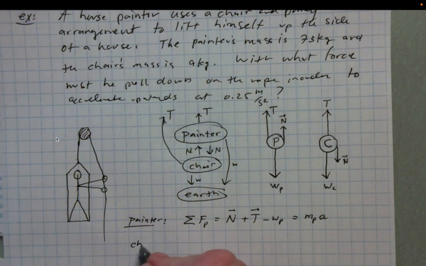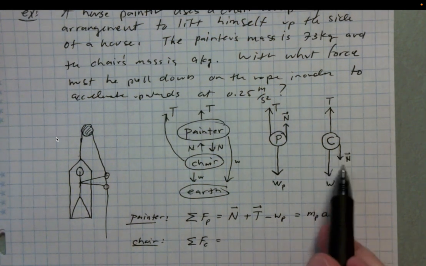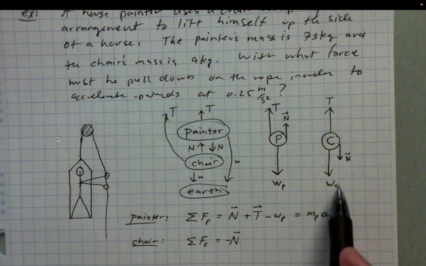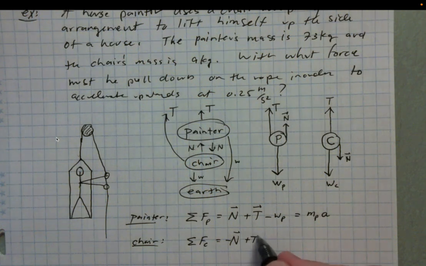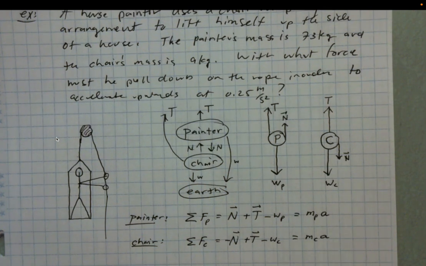What about the chair? The sum of the forces operating on the chair would be equal to, well, you've got the normal force pushing down, so I'm going to put negative N. Then you've got the tension force pushing up. And then you've got the weight of the chair, minus W_C, and that's all equal to the mass of the chair times the acceleration.